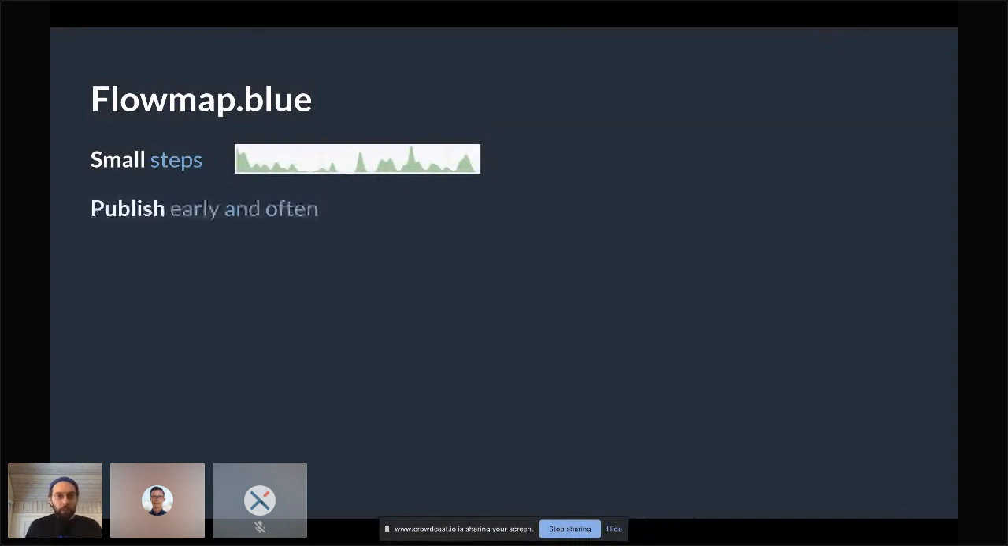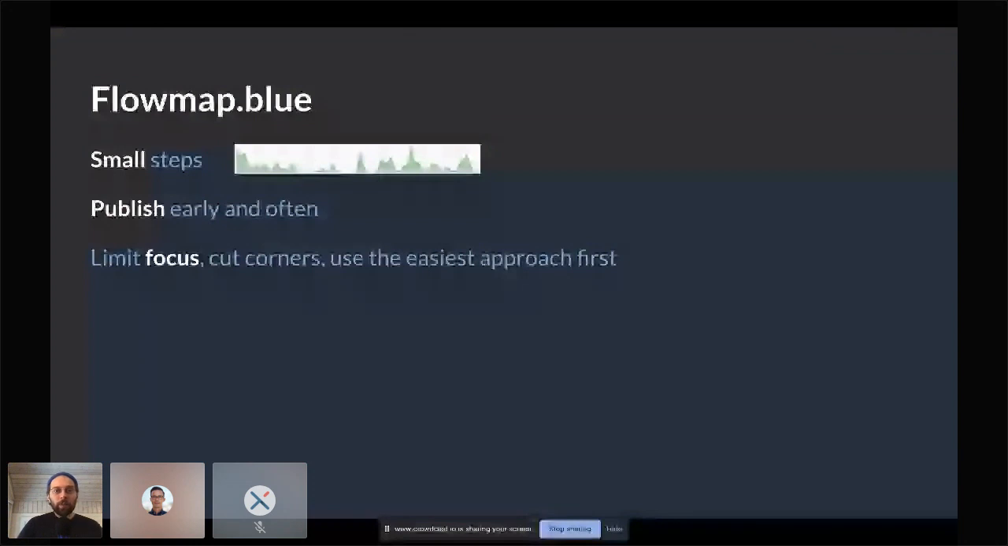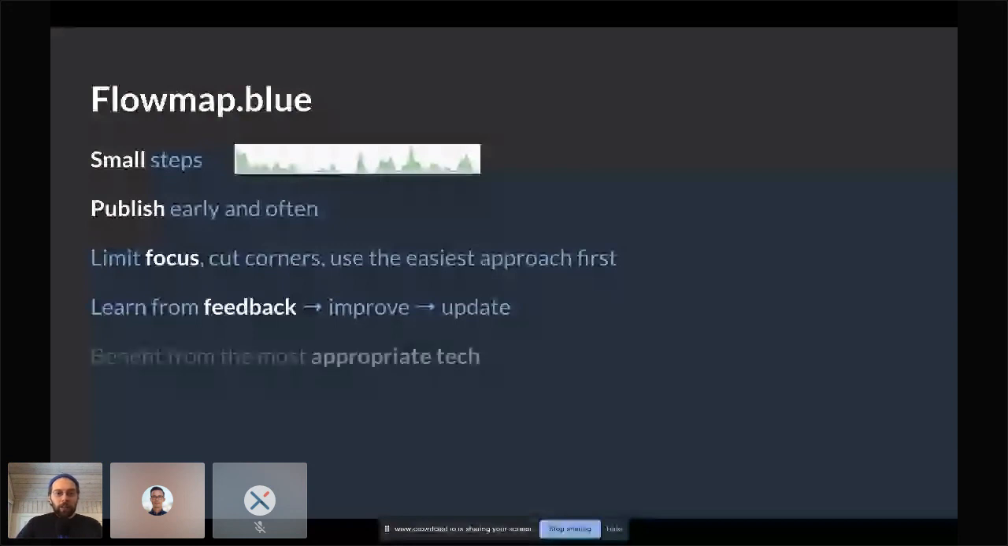It's good to publish early and often to get feedback and to see how the tool is used and to adjust accordingly. It's good to limit focus, not try to satisfy every possible use case, but try to make decisions on what to focus on. Also cut corners and use the easiest approach first, then get some feedback, improve and update. And I really benefited from the available technology without which it wouldn't be possible, like libraries and tools like Mapbox, Deck.gl, and Google Sheets.